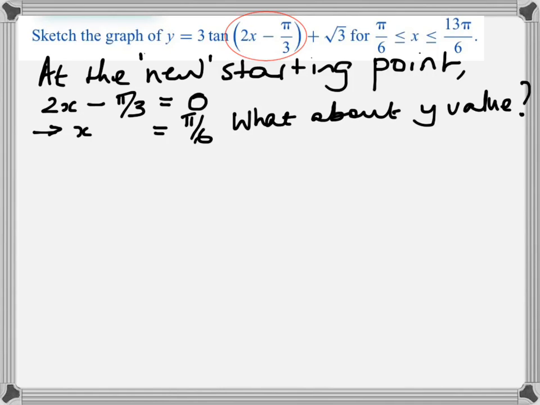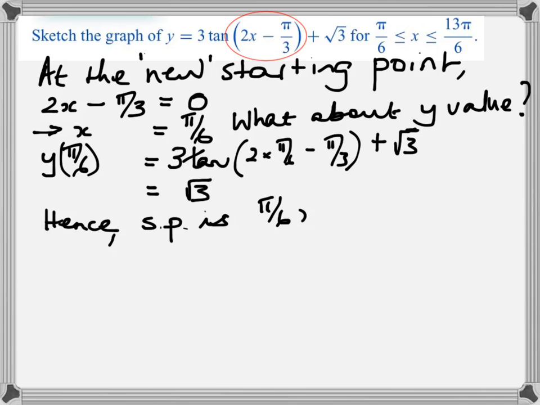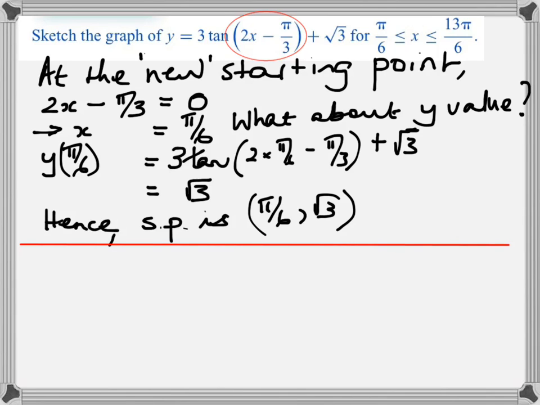Well, all we've got to do is plug in x equals pi on 6 into our equation, and we're going to get y. I strongly suspect that first term there is going to be a great big 0. Of course it is. So there, we've got our starting point now. It's pi on 6 and root 3. We're making great progress here. We've got the starting point, we've got the working domain.